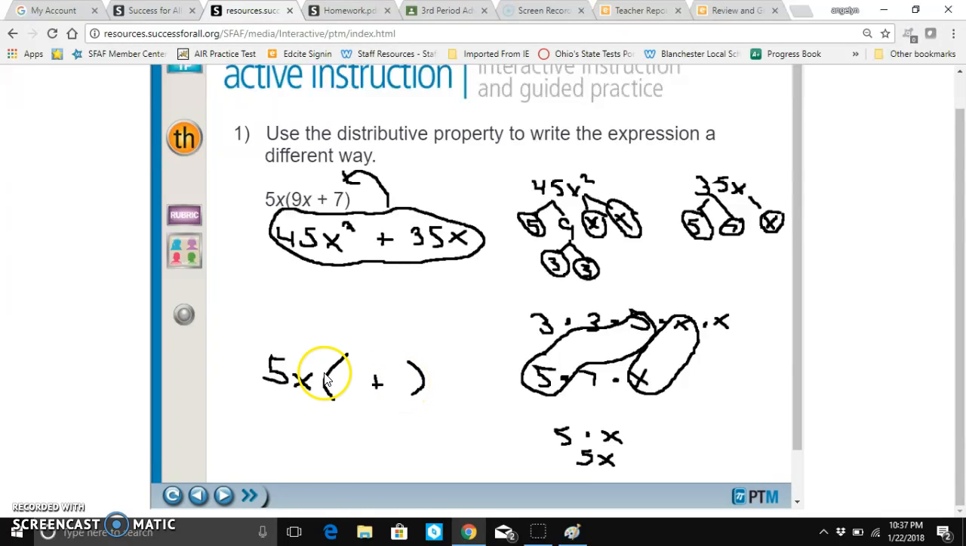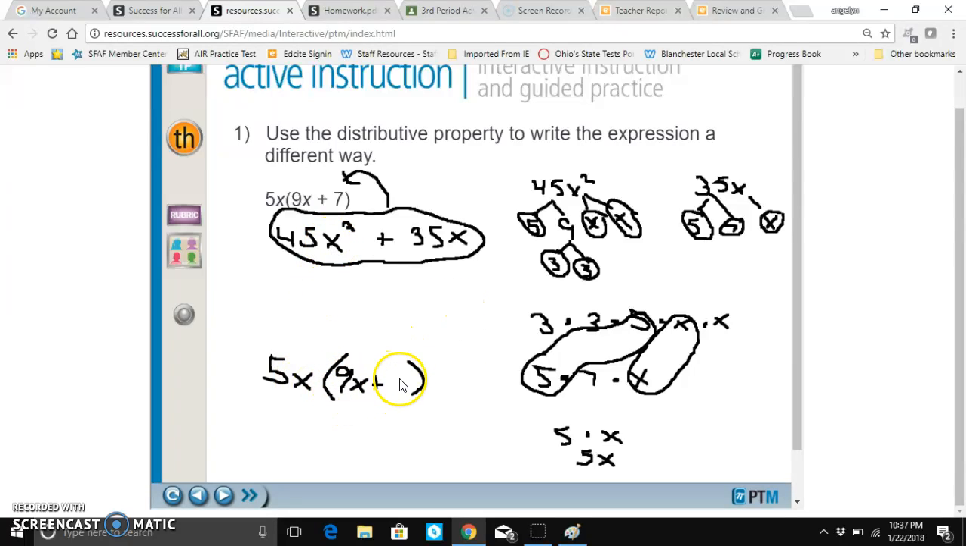Well, this part you have to think. 5 goes into 45 9 times, so the missing number is 9. Okay, so 5x times 9 is 45x, but we're looking for 45x squared. To get that x squared, I need to multiply an x with another x, and that would get me my x squared. So 5 times 9 is 45, x times x is x squared.